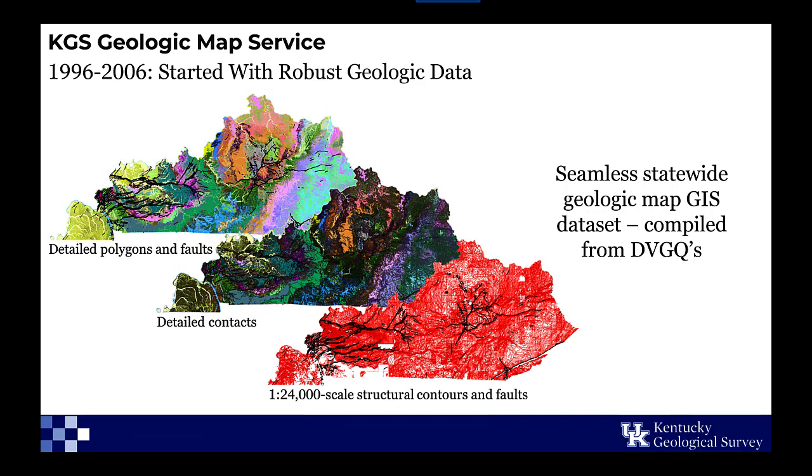So we completed the digitizing program in around 2006, and when that was done, we compiled the data into a seamless detailed geologic map data set for the entire state. Again, we have polygons of geologic units, lines of contacts and faults, and then structural contours, and then other features.